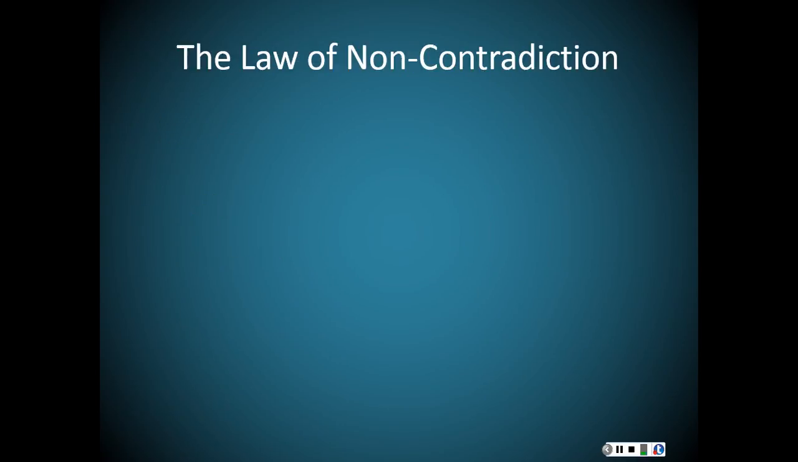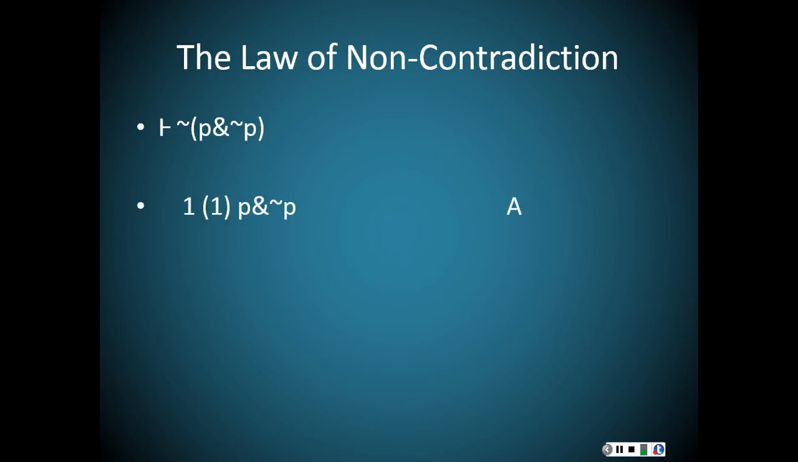Another famous theorem of classical logic is the sentence, "It is not the case that P and not P." This theorem is known as the law of non-contradiction, and we can also prove this sentence in our system without making use of any premises. So we can do it as follows. We can do it by way of a proof via reductio ad absurdum.